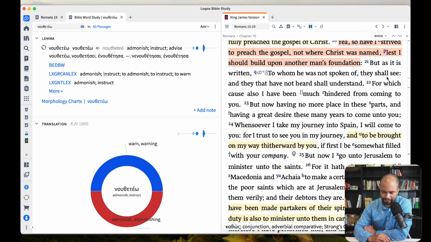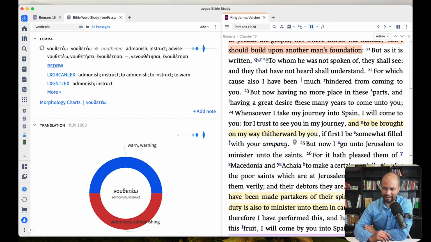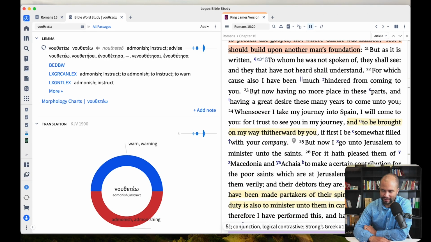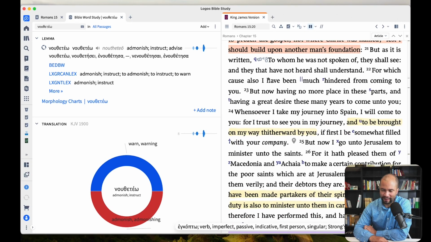And so he's going out and he's spreading the good news where people had not heard the good news before. And he says that he's been hindered from coming to them, "for which cause also I've been much hindered." And I believe the cause is him going to where there were no local churches. There was a local church in Rome, but there were other places where there had not been local churches.